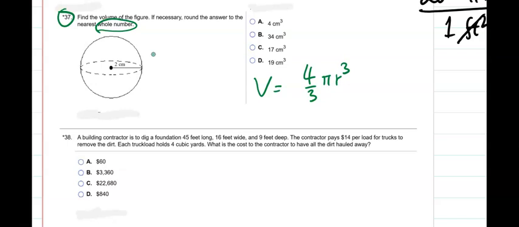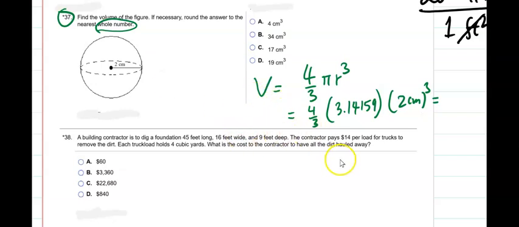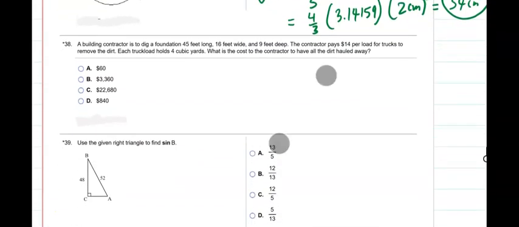That's the formula. So 4 over 3, the pi is 3.14159, and r is 2 centimeters to the power 3. So if you do the multiplication here, you'll get the volume, which is going to be 34 cubic centimeters. That's the volume, which is B as the answer.